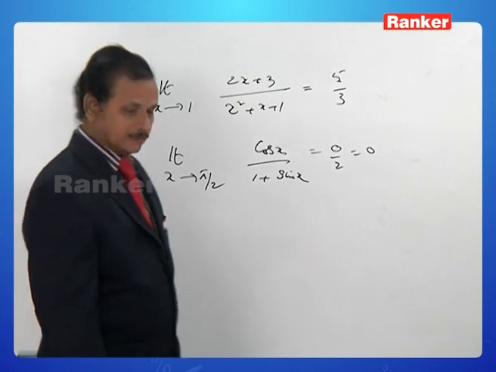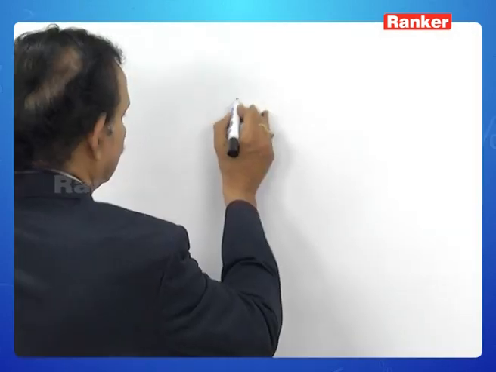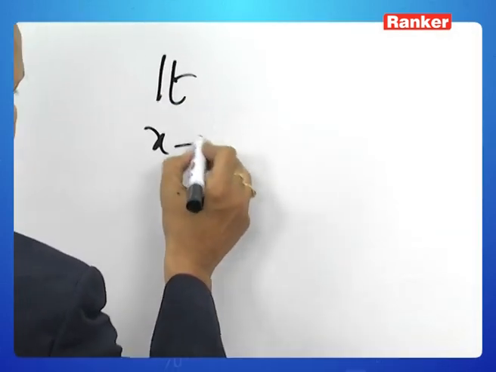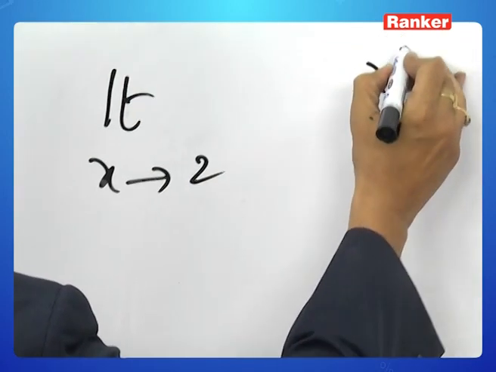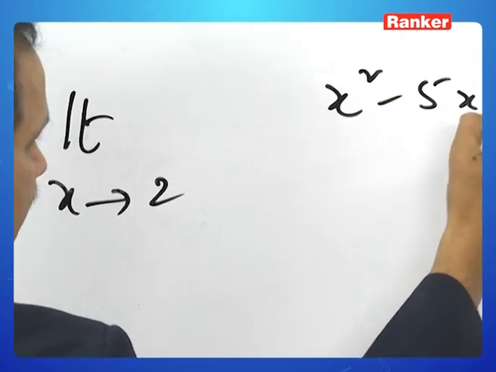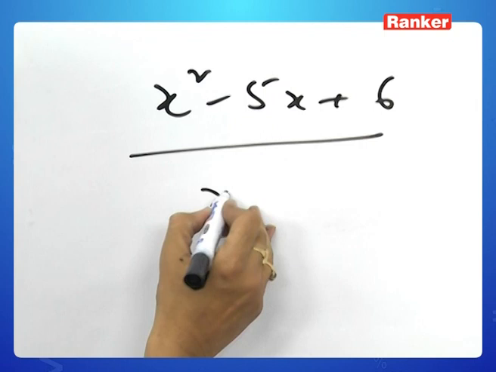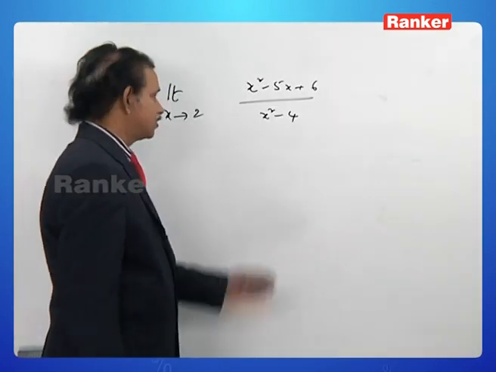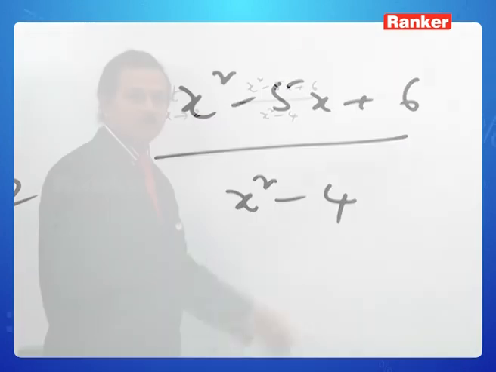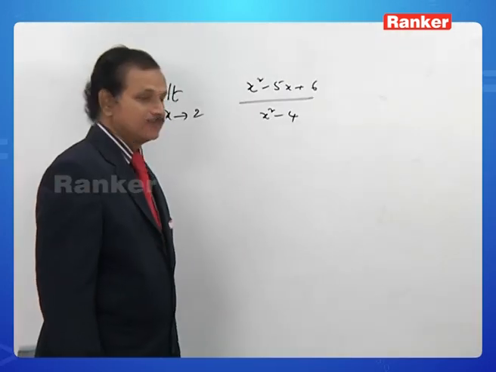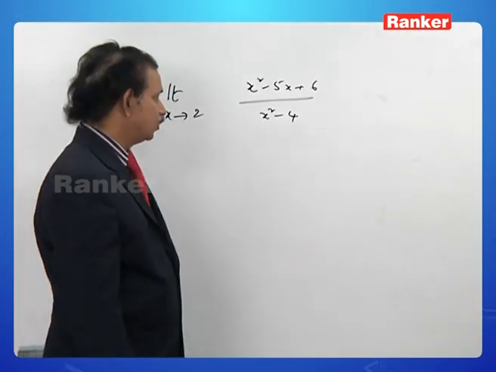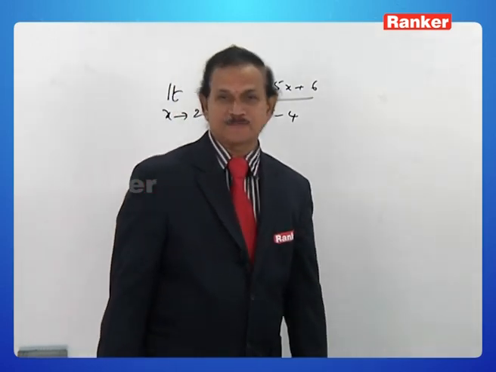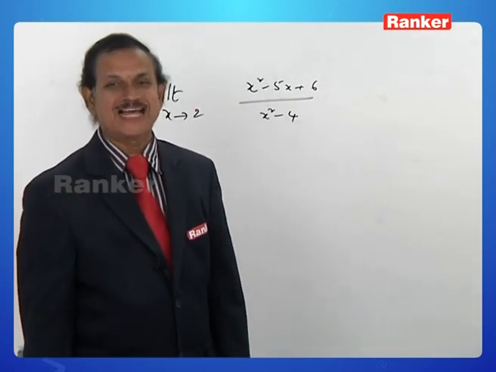Well, next one. Factorization method. Limit as x tends to 2 of (x square minus 5x plus 6) by (x square minus 4). If you think of direct substitution, 2 square minus 4 is 0. So the denominator is becoming 0. So it is a troublesome point here. You cannot substitute 2 in the place of x directly.